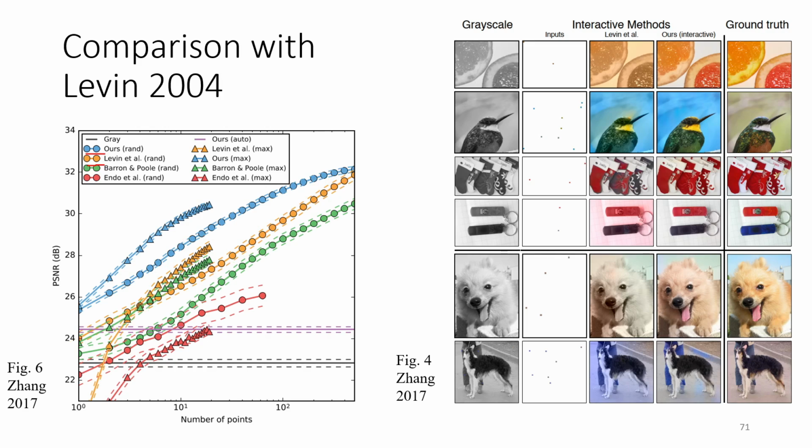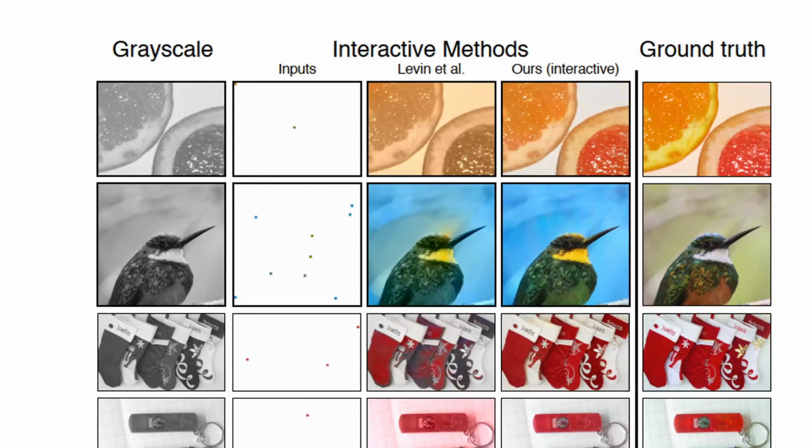Okay, and this is some qualitative comparison. Given this grayscale image, suppose we only have a single reference point here. Then, based on Levine's paper, because they have a single point, the colors in this image are almost the same, right? Because they are a single input.